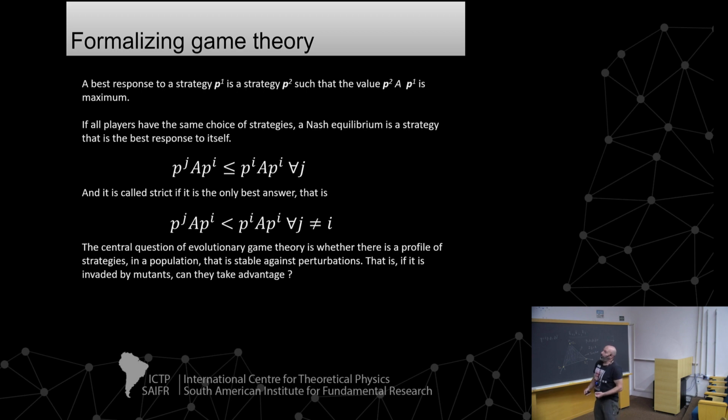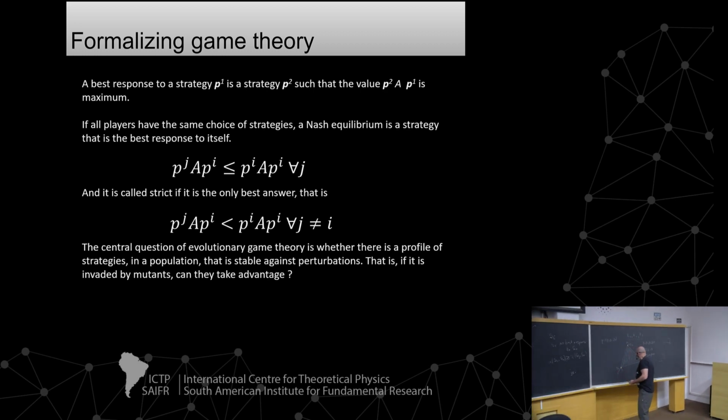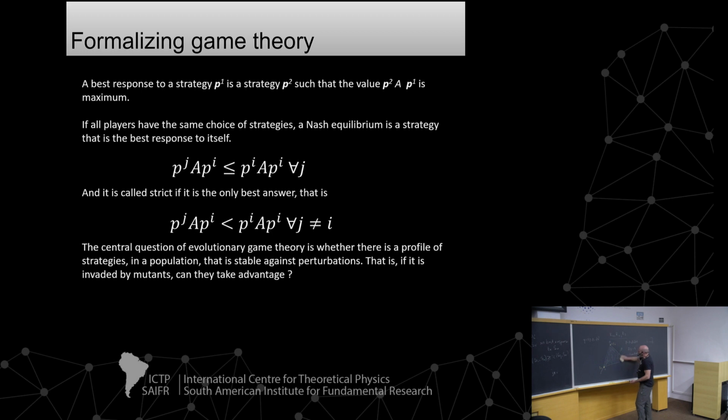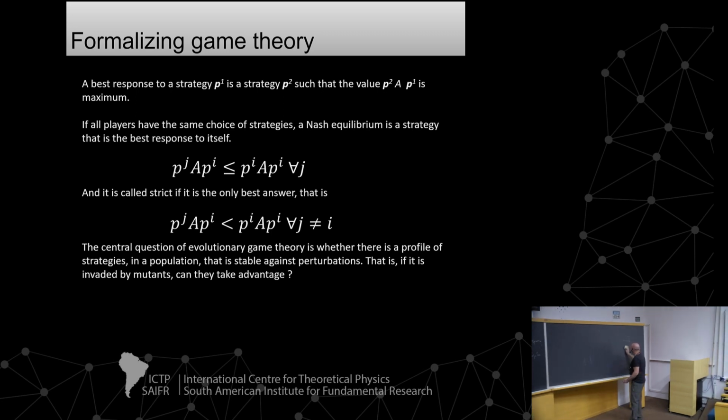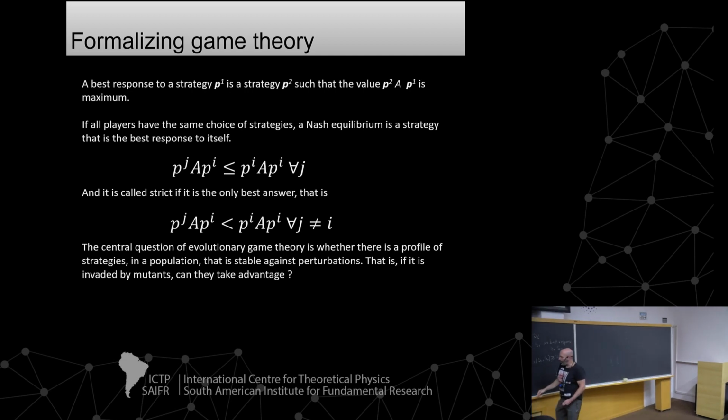Okay. The central question of evolutionary game theory is whether there is a profile of strategies in a population that is stable against perturbation. That is, if it is invaded by mutants, can they take advantage? So why am I trying to define a Nash equilibrium or a strict Nash equilibrium and trying to work with strategies in game theory? One of the key questions in game theory is the following.